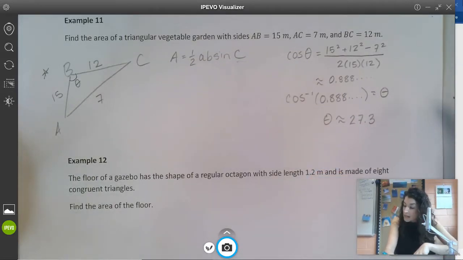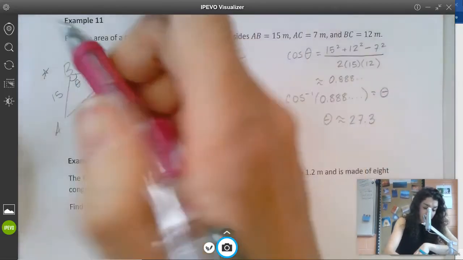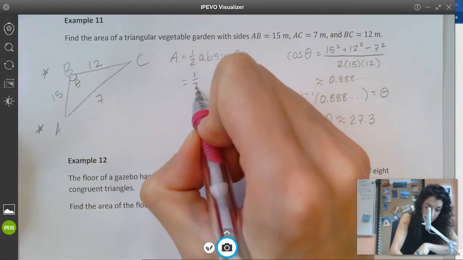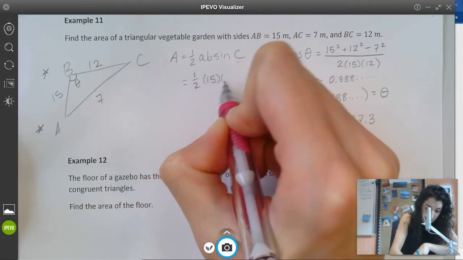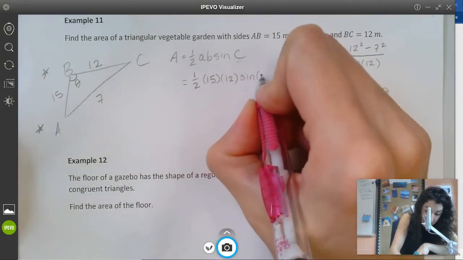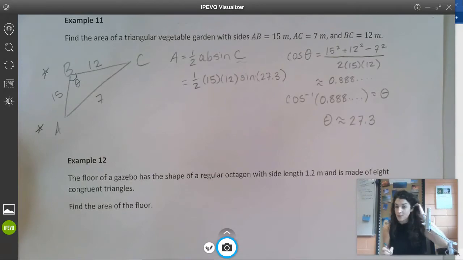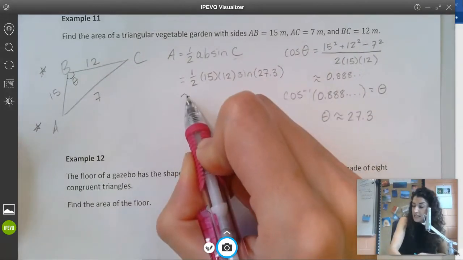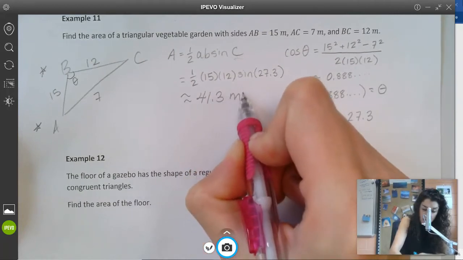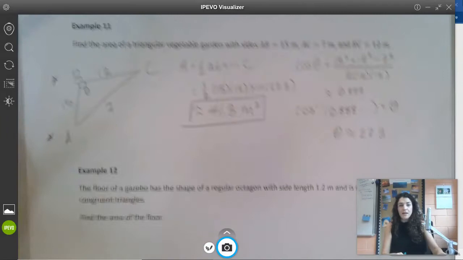So then we can go into our area formula and we can solve for the area. Go ahead and tell me what that area is. Make sure you use your exact value in your calculator, not the rounded value of 27.3. We should get that the area is about 41.3 meters squared.